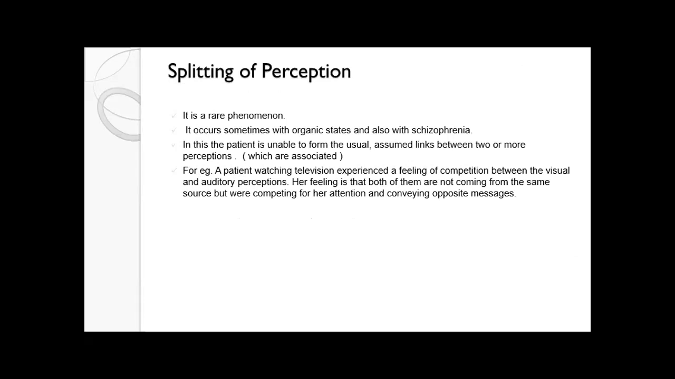Then there is splitting of perception. It occurs in organic states and also in schizophrenia. In this, the patient is unable to form the usual assumed link between two perceptions which are normally associated. For example, a patient watching television experiences a feeling of competition between visual and auditory perceptions. Her feeling is that both of them are not coming from the same source, but were competing for her attention and conveying opposite messages.